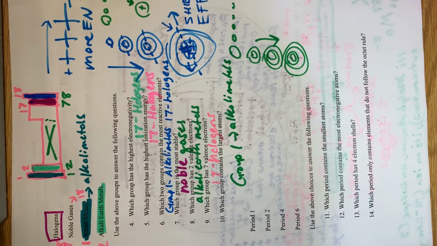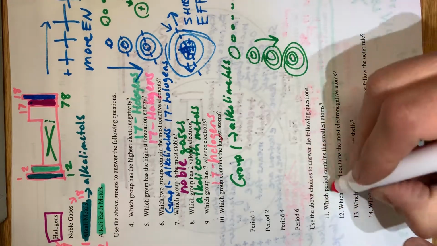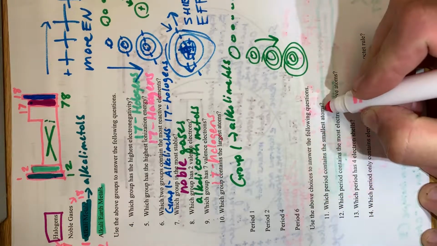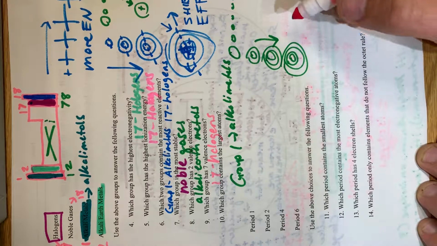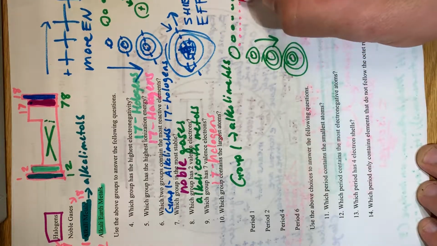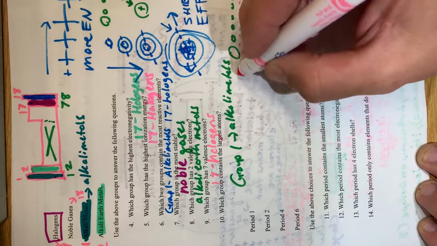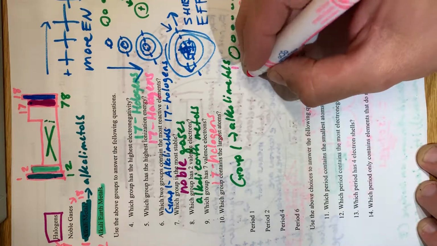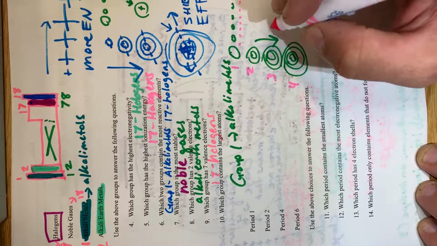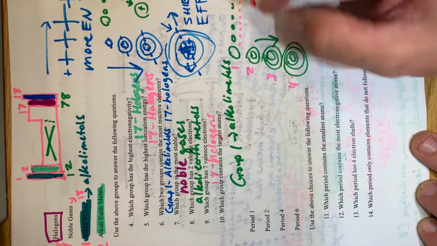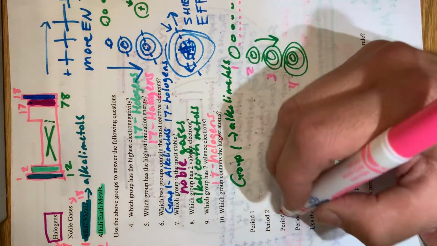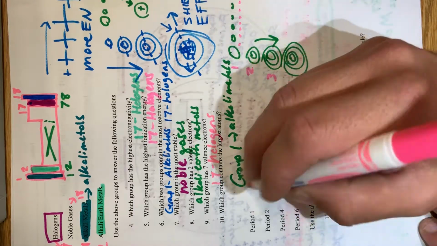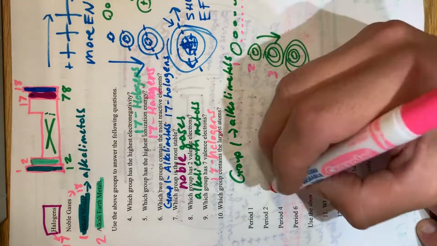Okay, on to the next question. Use the above choices to answer the following questions. Which period contains the smallest atoms? Well, now we're talking about periods, right? So which one? Well, if this is period 1, 2, 3, and 4, I guess we have to draw out these periods now too, don't we?